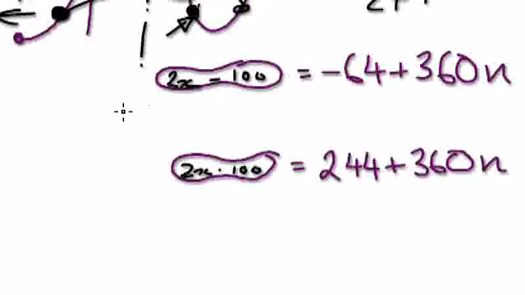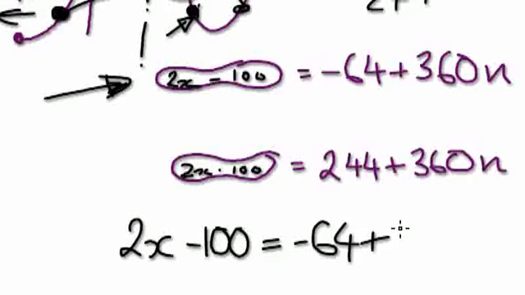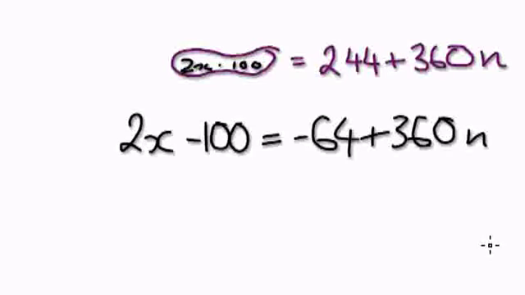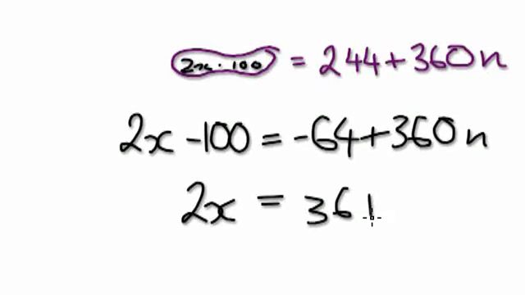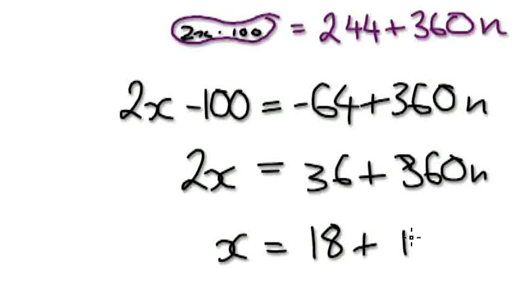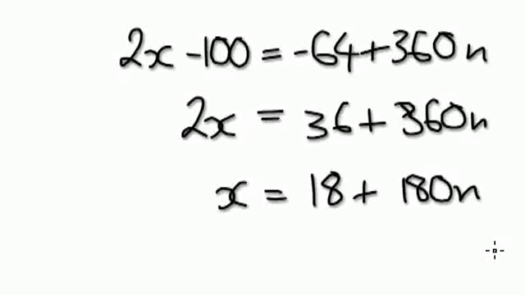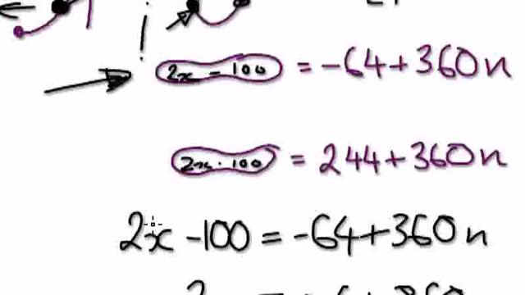Now looking at this, let's just concentrate on this one first. It's in effect us solving 2x minus 100 equals negative 64 plus 360n. So now add 100 to both sides. 2x equals 36 plus 360n. Then divide both sides by 2, so this will be 18 plus 180n. This is our first set of solutions, and we will still need to take the range into account later on. But now let's look at our second set of solutions.